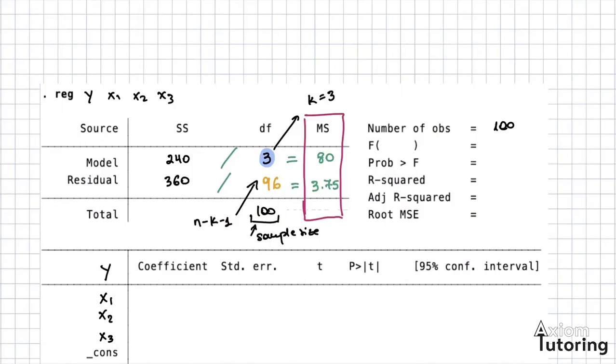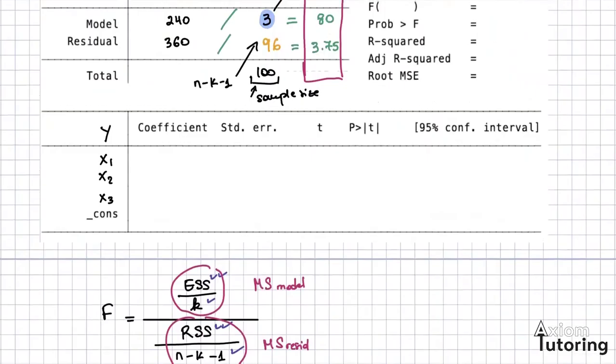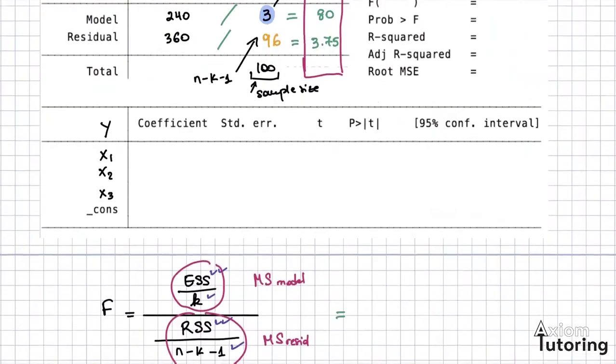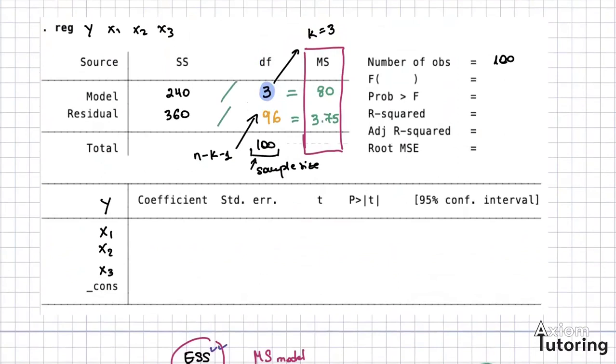Now, we have the mean squares, which means we now have the values for both the numerator and the denominator of the F-test. So it's 80 divided by 3.75, which should give you approximately 21.333. This is your F statistic. If you were to actually input this number into the table, it would have shown right here.